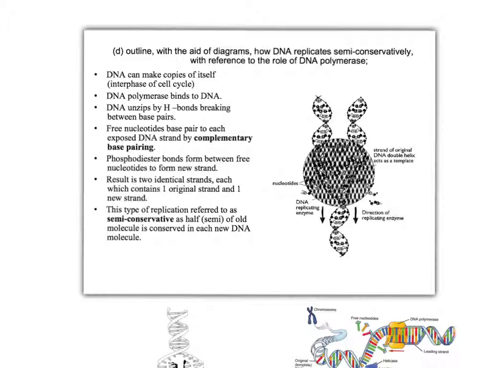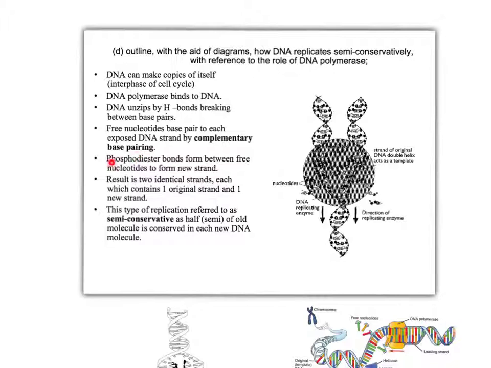Our single piece of DNA is attached to by an enzyme called DNA polymerase. What the DNA polymerase does is it unzips by breaking the hydrogen bonds between the complementary base pairs. It also catalyzes the addition of free nucleotides, single nucleotides which are present in the nucleus of the cell, which come in and bind to each half of the molecule by complementary base pairing.